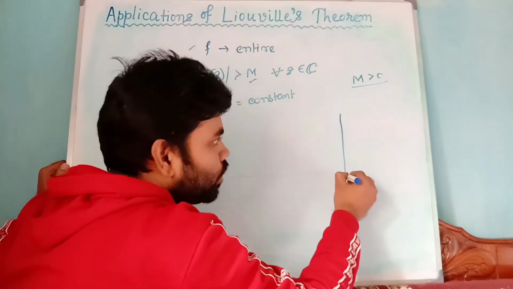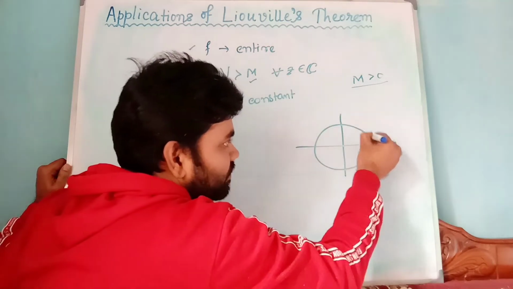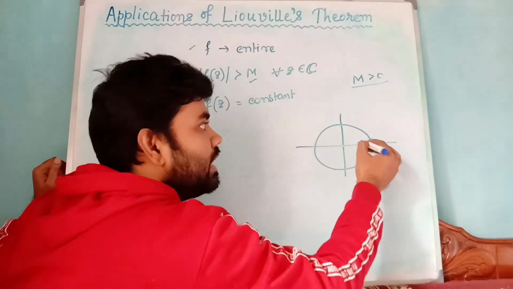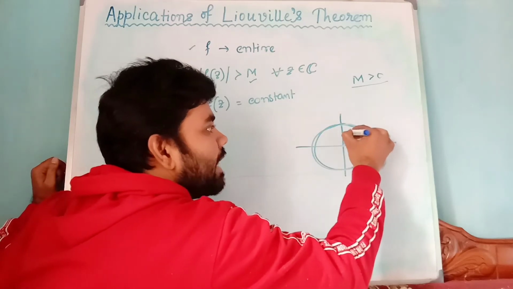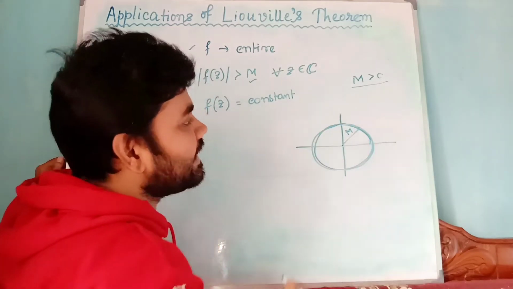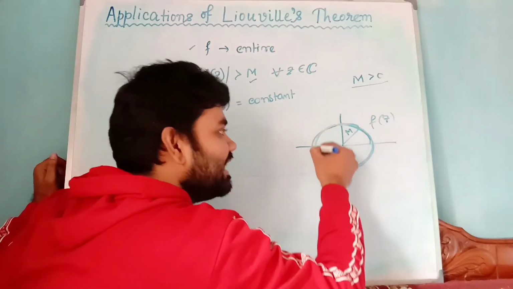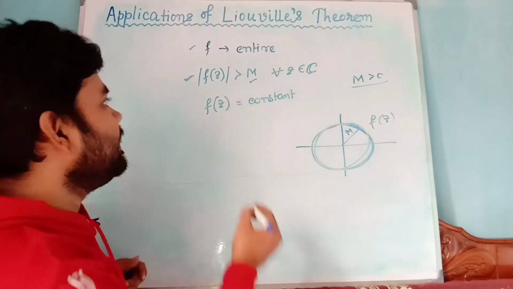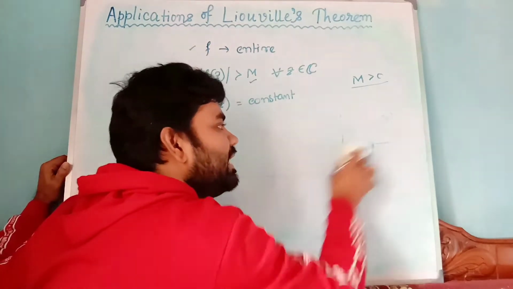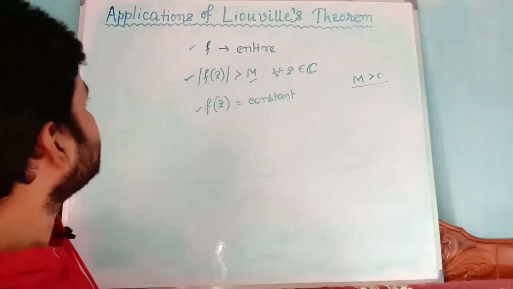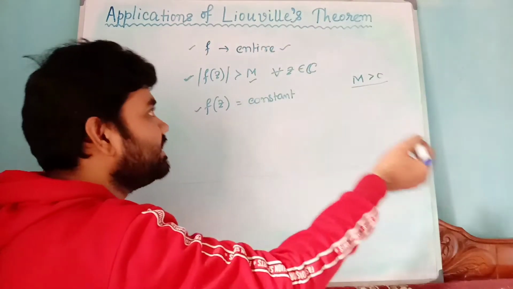It actually means that the function f(z) always takes values outside a particular circle with radius capital M and center at the origin. So f(z) is lying outside this circle, and then only f(z) will be equal to a constant. We can prove this by Liouville's theorem as well. Liouville's theorem gives that if f is entire and if f is bounded, then f is constant.